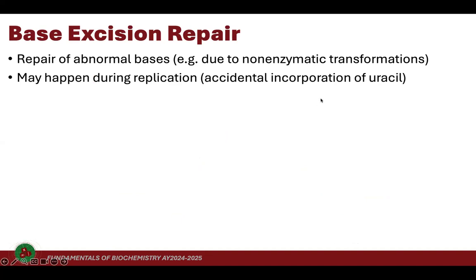Next is base excision repair. This addresses the repair of abnormal bases due to non-enzymatic transformations. An example we saw was the spontaneous deamination of cytosine to uracil. This can also happen during replication. So let's watch a video so that we can have a visualization of how base excision repair happens, and then we will go into the details.